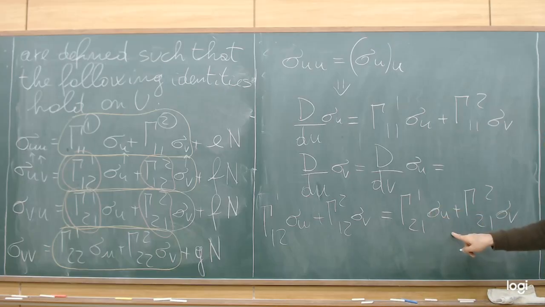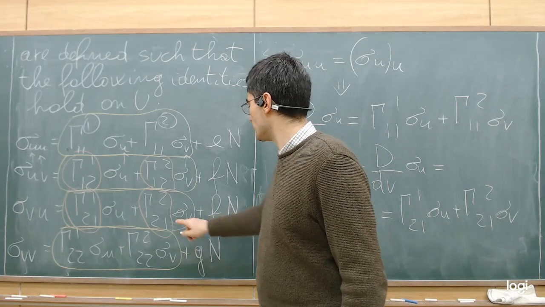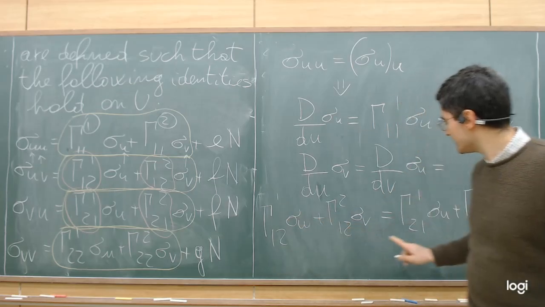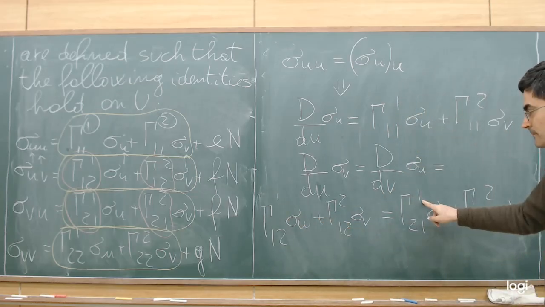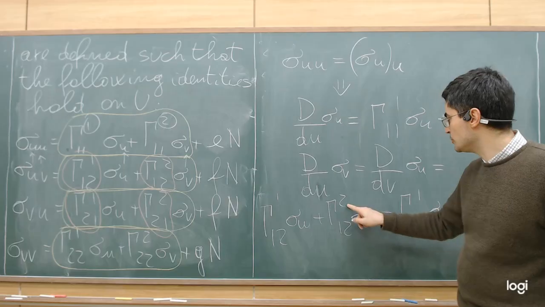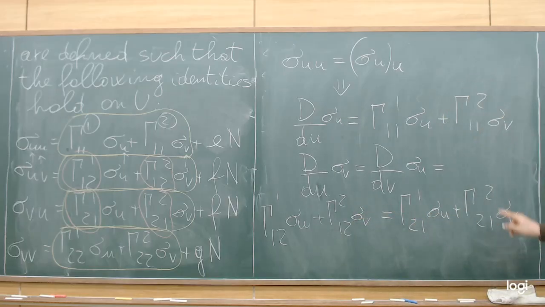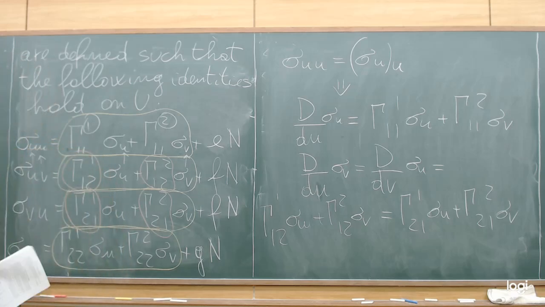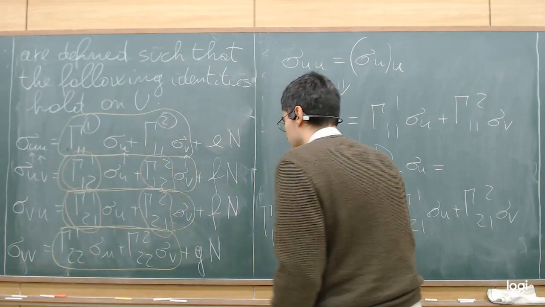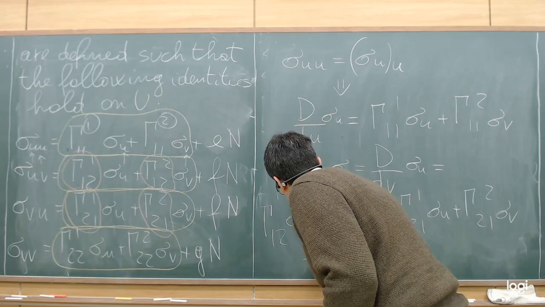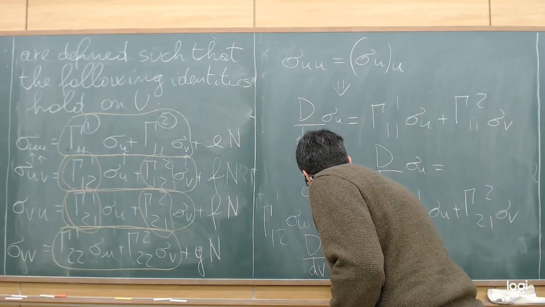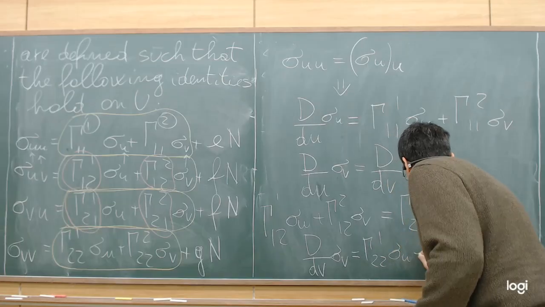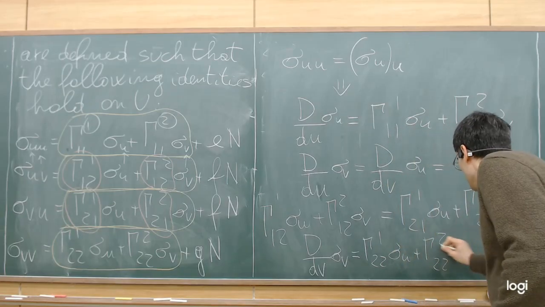This is equal to this one from the third equation, but they are equal because gamma 1, 2, 1 and gamma 2, 1, 1 are the same. And gamma 1, 2, 2 is equal to gamma 2, 1, 2. And from the last equation, I get that d dv sigma v is gamma 2, 2, 1 sigma u plus gamma 2, 2, 2 sigma v.